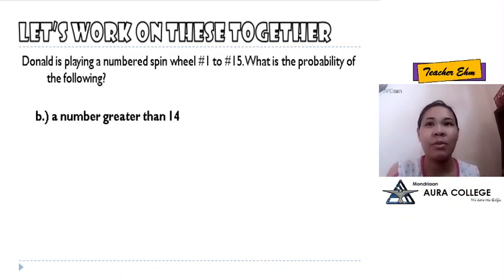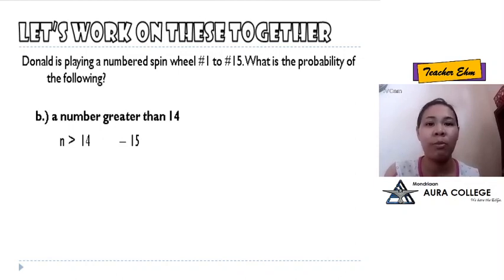Another one. So, Donald is playing a numbered spin wheel, number 1 to number 15. What is the probability of getting a number greater than 14? So, ano ba yung number greater than 14? So, 15. Hanggang 15 lang. Kasi yung numbered spin wheel natin, number 1 to number 15 lang. At ano yung mas malaki kay 14 doon sa number spin wheel ay 15.